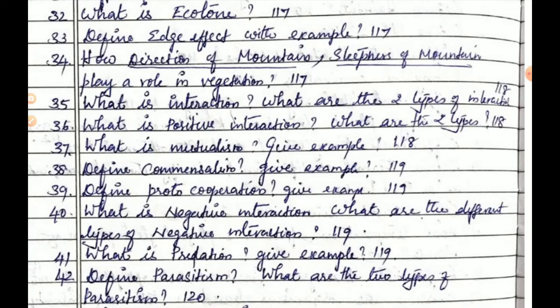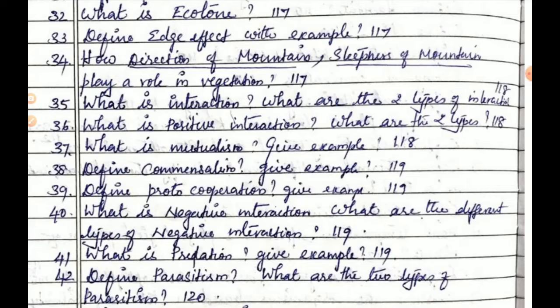The plants mostly which live together in a community and influence one another is called interaction, biotic interaction. Not interference, interaction.